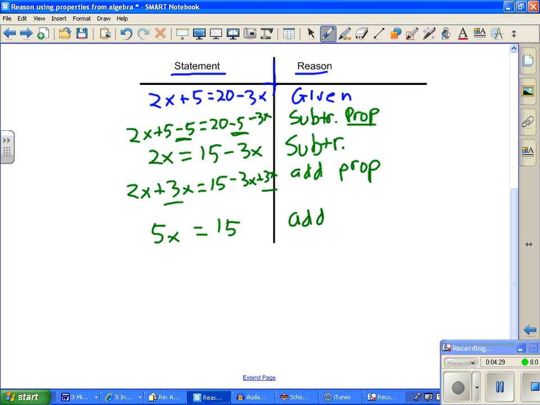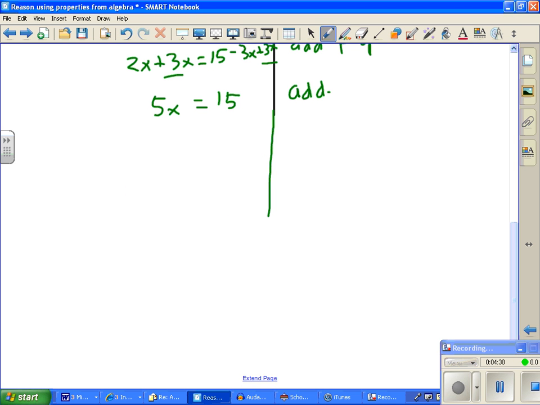That's just straight addition. That's all I did is I added those numbers up. Okay? Now the next step I'd have to do is divide by 5 because I got to get x by itself. So I need to divide by 5. So 5x divided by 5 equals 15 divided by 5.